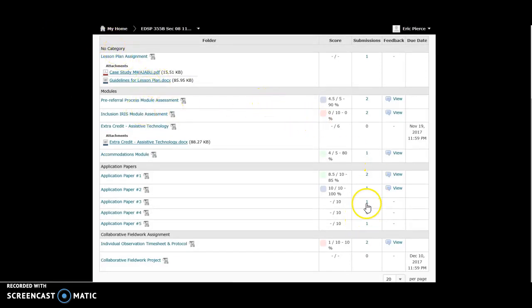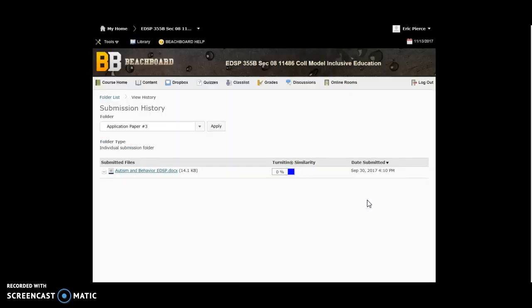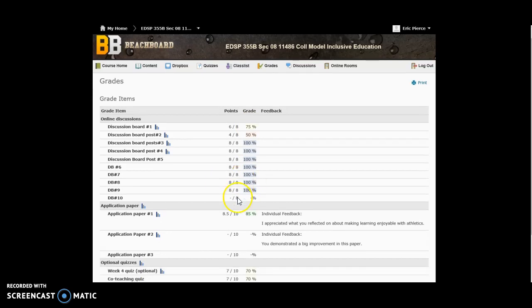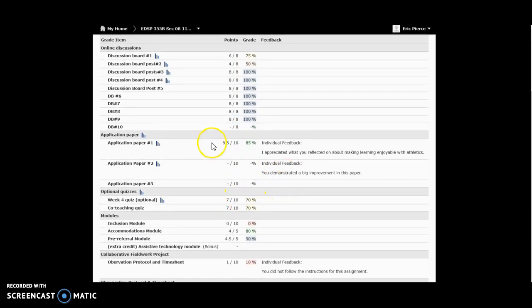I still have a paper right here, application paper 3, that I submitted on September 30th, and zero turned in similarity, and I still don't have a grade. So grade for this. I am doing fine with the discussion boards. I was doing fine with the application paper. You demonstrated a big improvement on this paper, and now there's no grade. Inclusion module 0. Feedback on this observation protocol: You did not follow the instructions for this assignment.